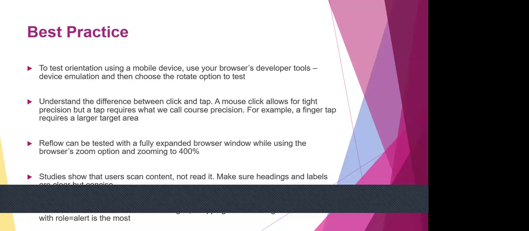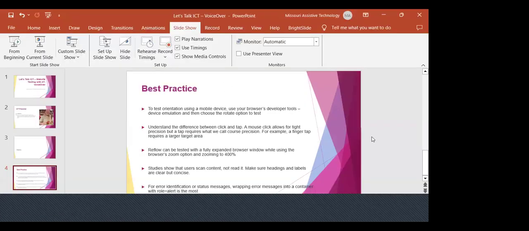And for error identification or status messages, especially in interactive forms, wrapping error messages into a container with something called role equals alert is one of the most effective ways to display errors and to consistently have those error messages come to the forefront and be read, so that they get the right focus and the person can properly know what's going on on the page at that moment, whether I missed some required fields, etc. And so that's a developer tip there. And that covers that.